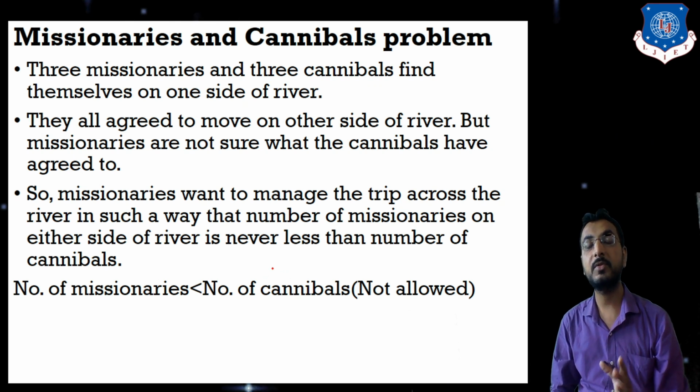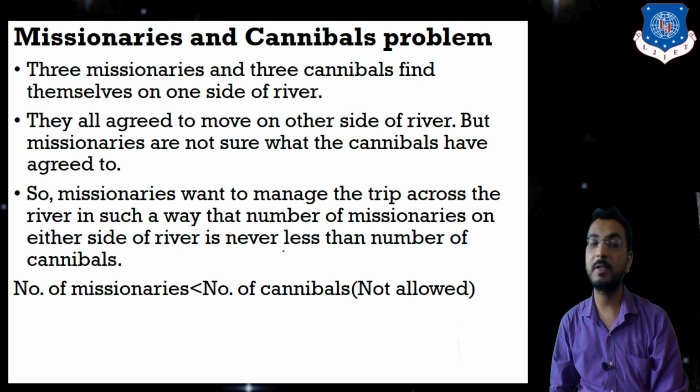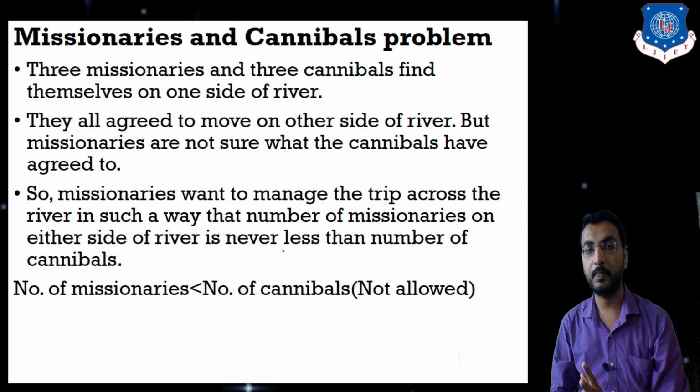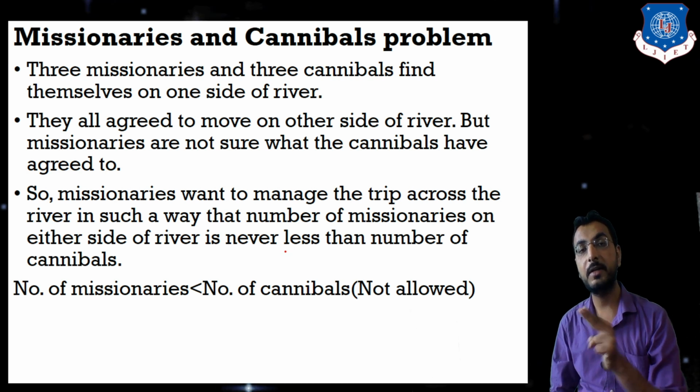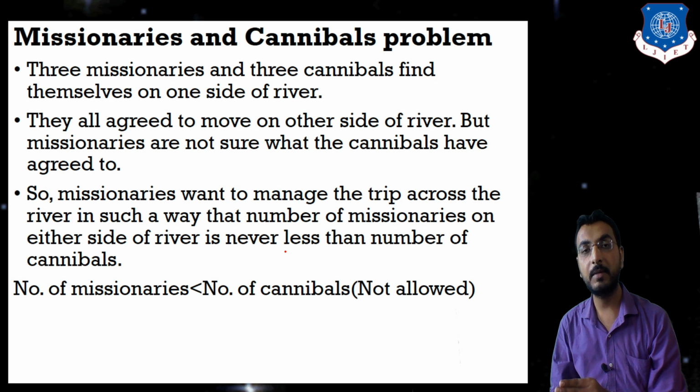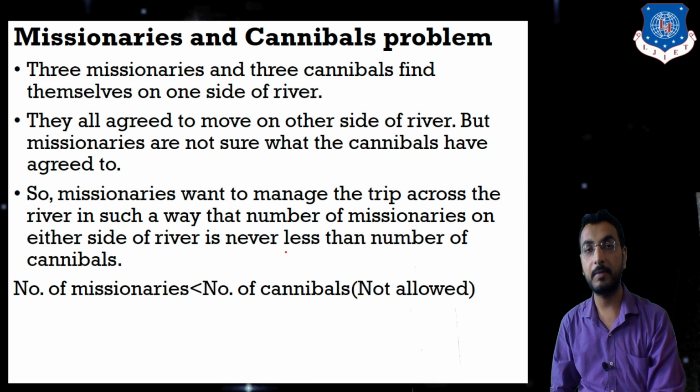Okay, that means missionaries should not be outnumbered by cannibals, otherwise the cannibals will kill all the missionaries. So it must be there. It may be possible that the number of missionaries is equal to the number of cannibals. If the number of missionaries is greater than the number of cannibals on any river bank, then it will be okay. But it should not be less than the number of cannibals on any bank of the river.